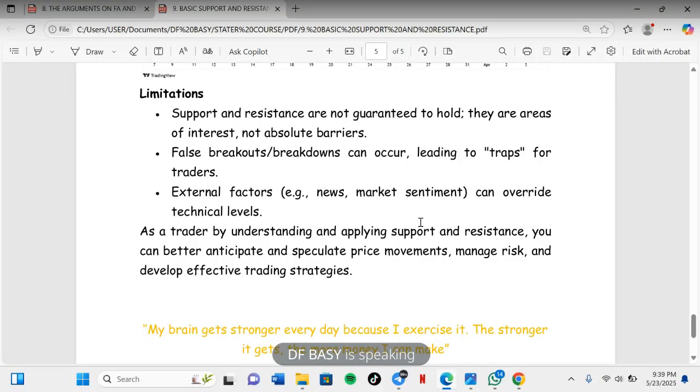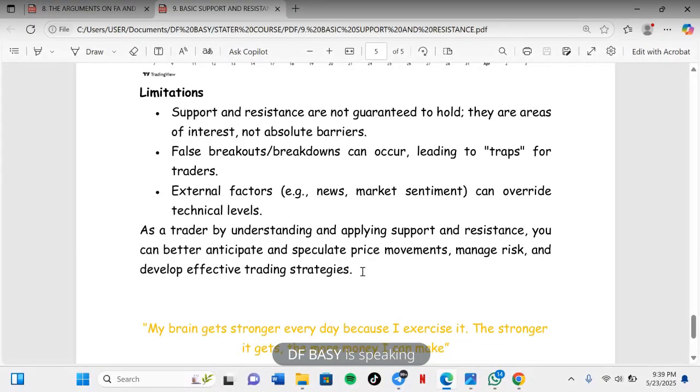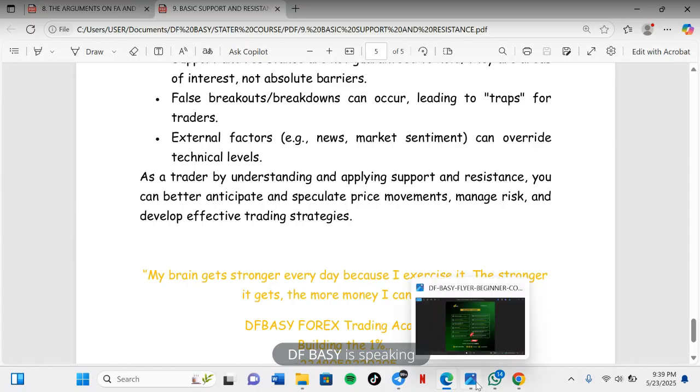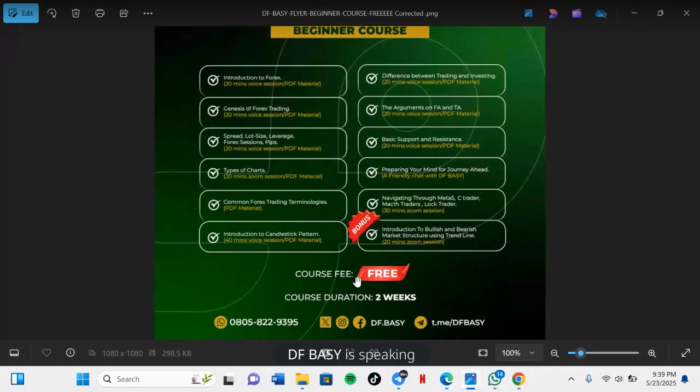So as a trader, by understanding and applying support and resistance, you can better anticipate and speculate price movement, manage risks, and develop effective trading strategies. So my brain gets stronger, your brain gets stronger every day because you exercise it. The stronger it gets, the more money you and I can make. All right, so we are done with support and resistance.